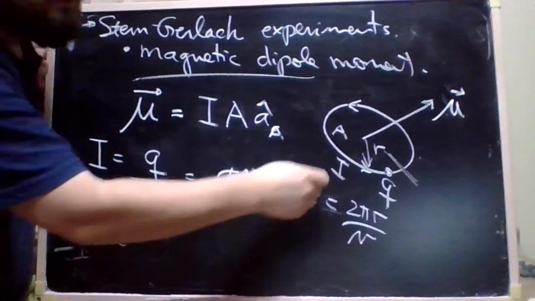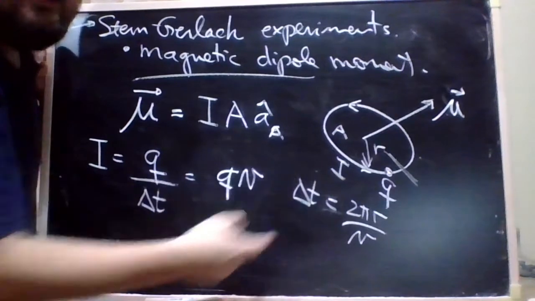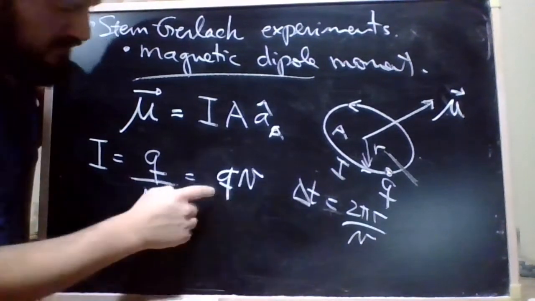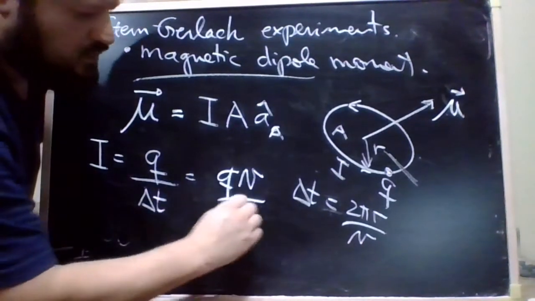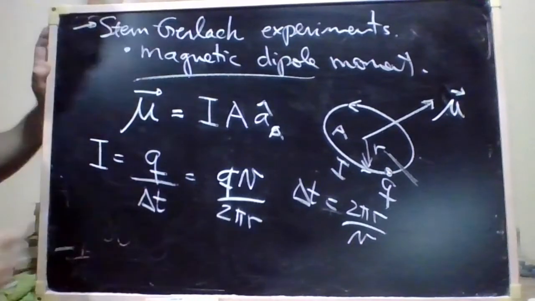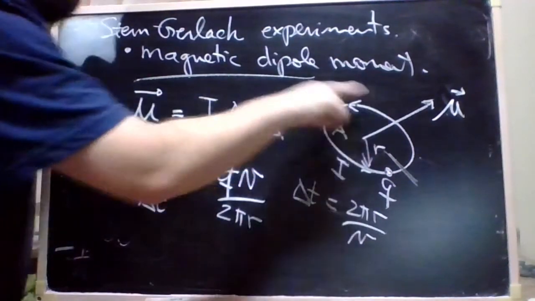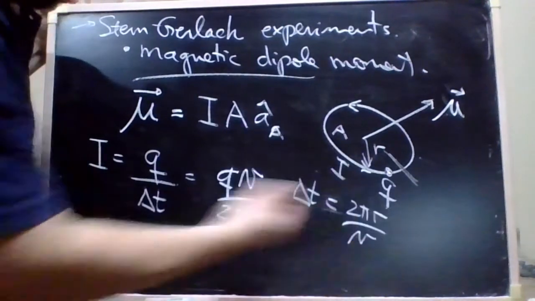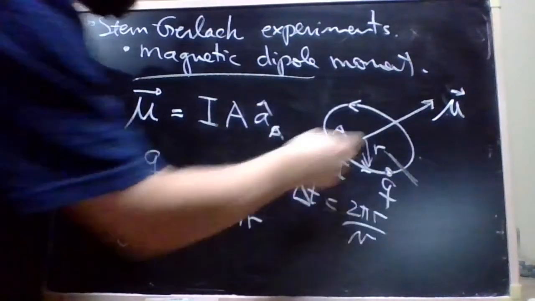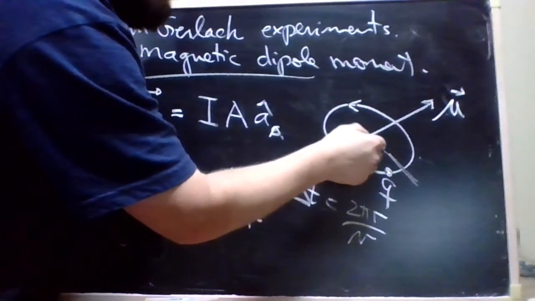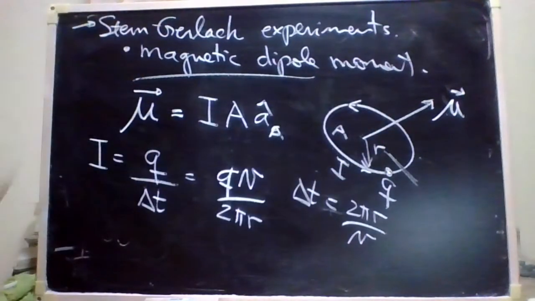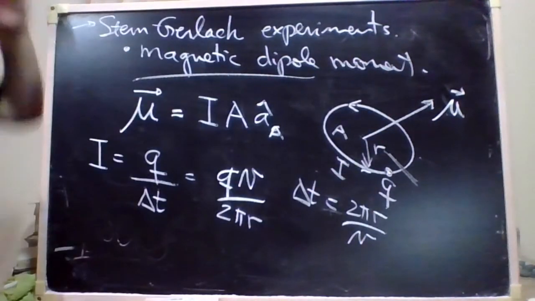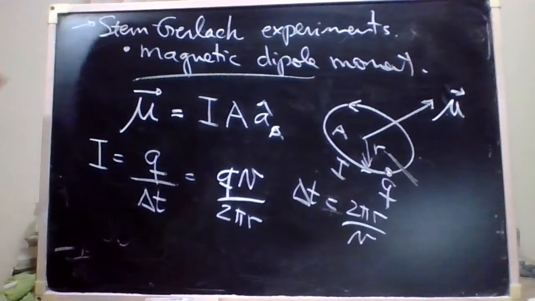I must take delta t to the minus 1. So this is qv divided by twice pi r here. So this is the current of this loop. Suppose it's just a single charge orbiting something here. It can be a charge of opposite sign, for instance. All right, so it's orbiting. All right, so it's orbital angular momentum.